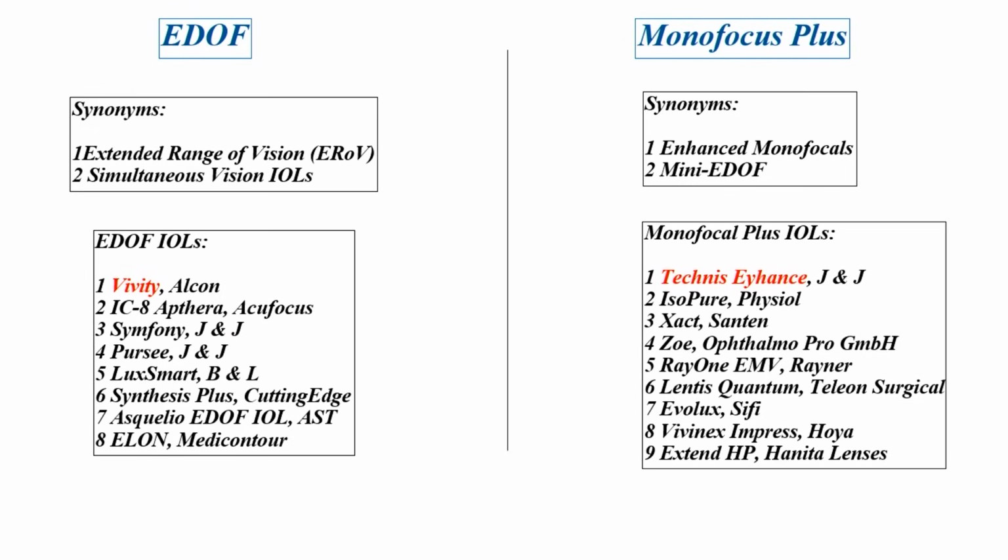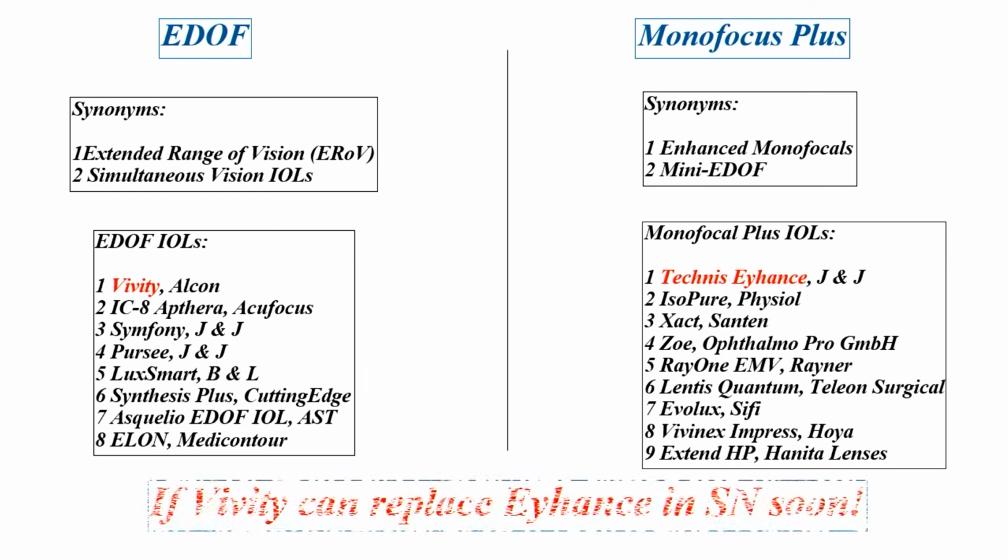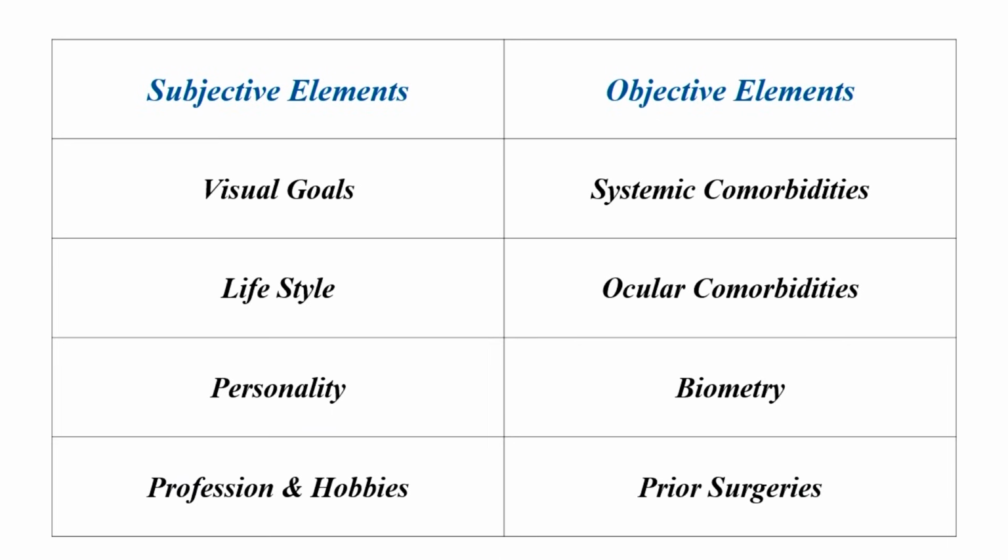So synonyms of EDOF are extended range of vision and simultaneous vision IOLs, and monofocal plus are called enhanced monofocals, mini EDOF. I am giving you different varieties of lenses which are all hydrophobic. What is very close to the work that I do is: will I replace Vivity or Technis Enhance lens? That is what we will be doing at Sankara Nethralaya.